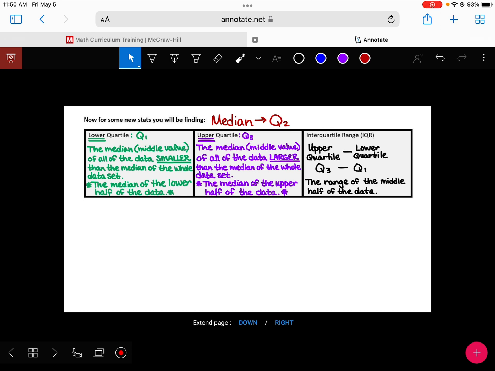Okay, so question. I want you to answer these three questions. On this one, when you say the middle value, what do you have to do to find the median? You've got to cross it out. What do you have to do before you cross them out?